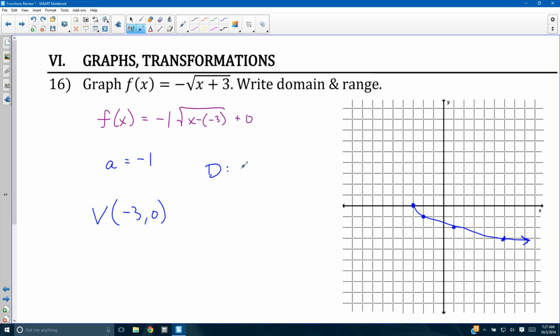Domain. x has to be greater than or equal to negative 3. We could have established that early on right here, where you say x plus 3 has to be greater than or equal to 0. Subtract 3. You will now say x is greater than or equal to negative 3. You can also see that in the graph here.